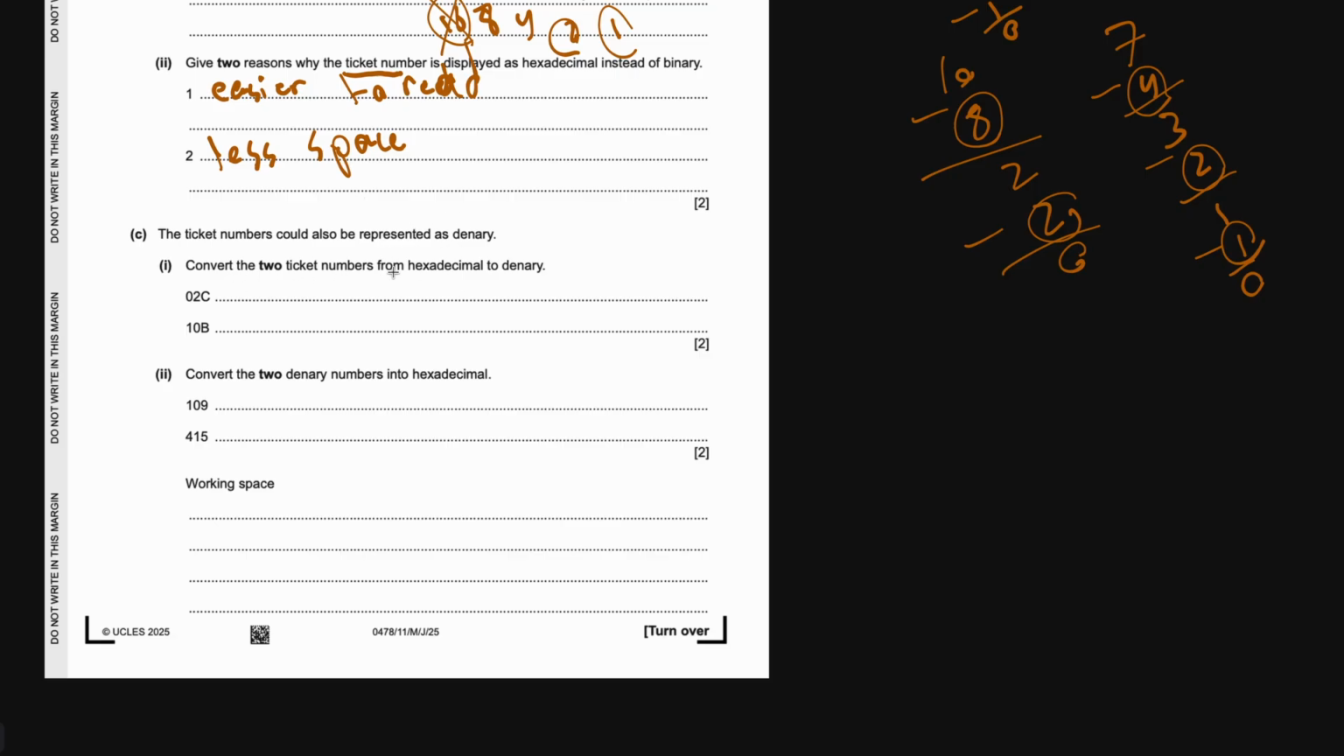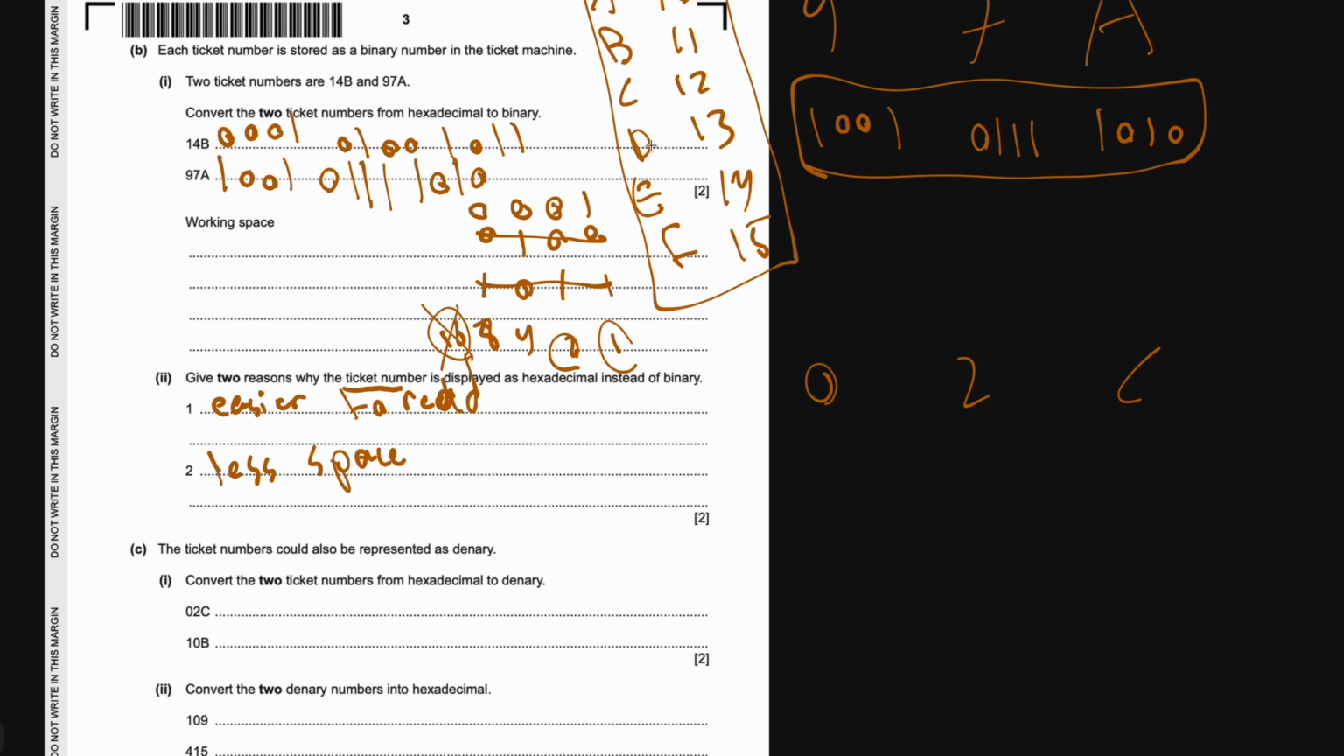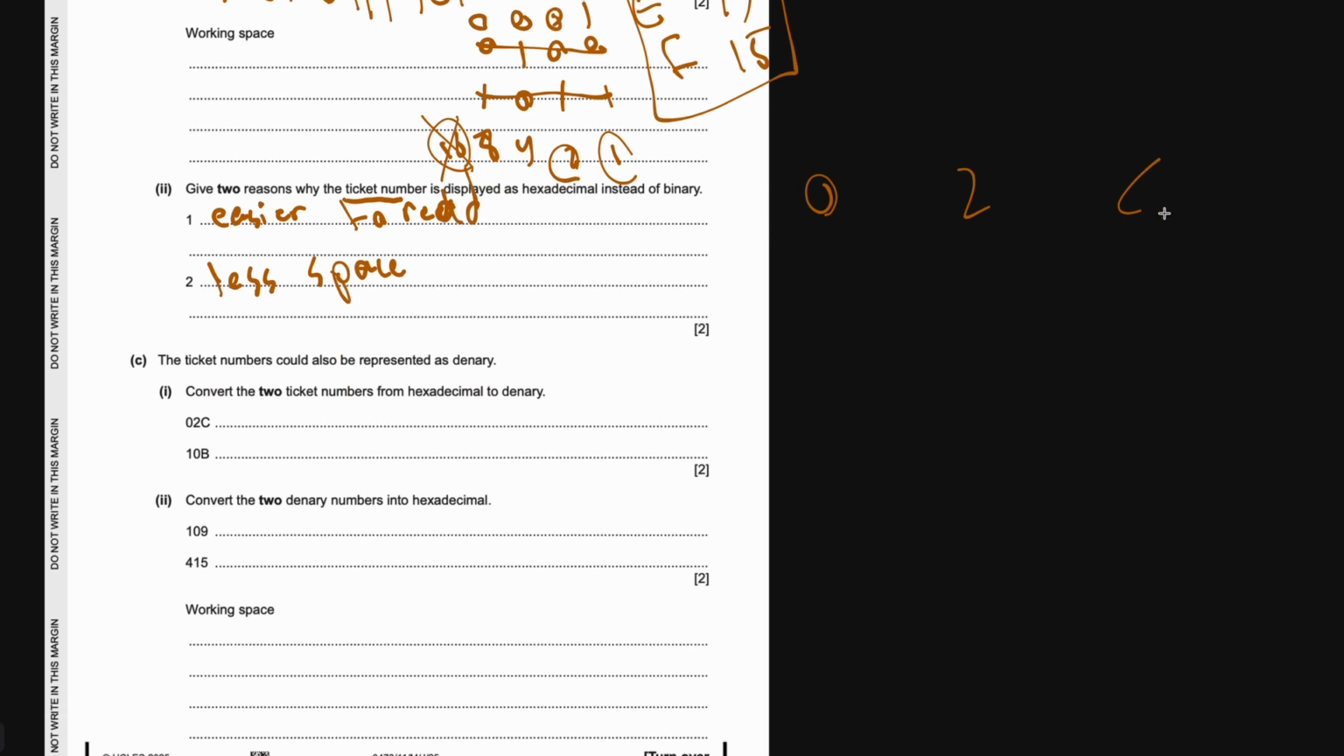So part C, the ticket numbers could also be represented as denary. Convert the 2 ticket numbers from hexadecimal to denary. Okay, so the simplest way to convert from a hexa number to denary is simply converting from hexa to binary and then from binary to denary. So we could do that quickly. 0, 2, and C. If we go back up, the C is basically a 12.